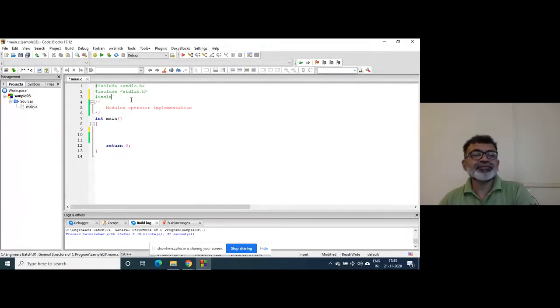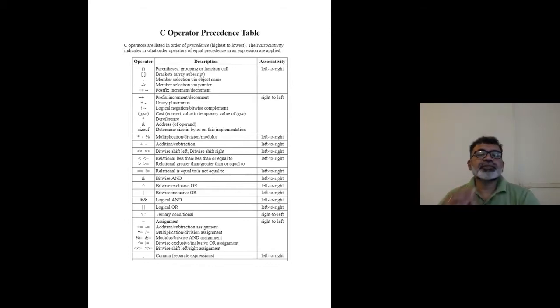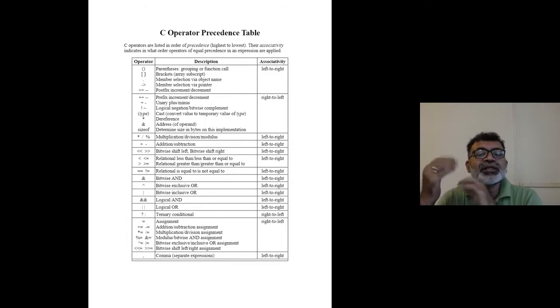That is stdlib.h. Now this is a precedence table. They have written: C operators are listed in order of precedence, highest to lowest. This is the highest priority. Parenthesis, you will see at the top, in the brackets, that is array subscript. Array, I think you have learned. Then dot operator, arrow operator, and postfix increment and decrement operator. That is the highest priority, right?